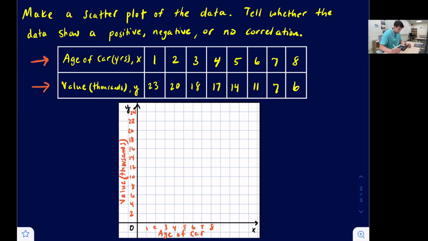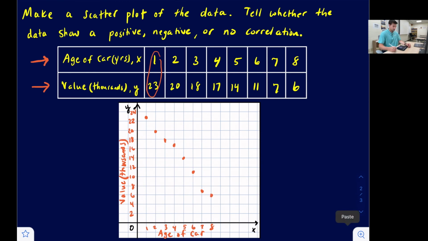So now we're going to plot these points. This would be 1, 23, right? So 1, 23, 2, 20, 3, 18, 4, 17, 5, 14, 6, 11, 7, 7, and 8, 6.